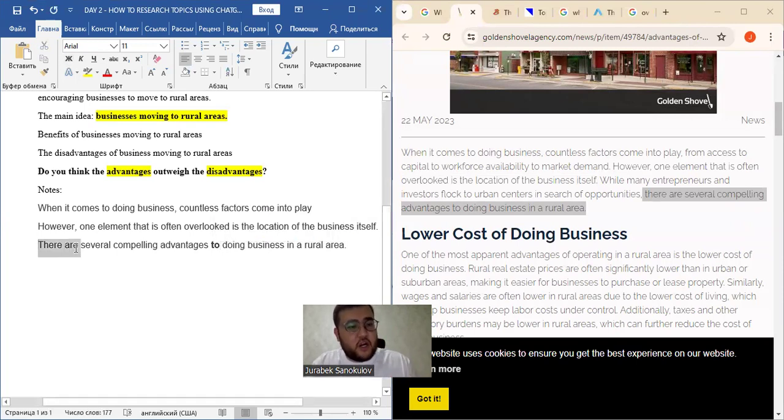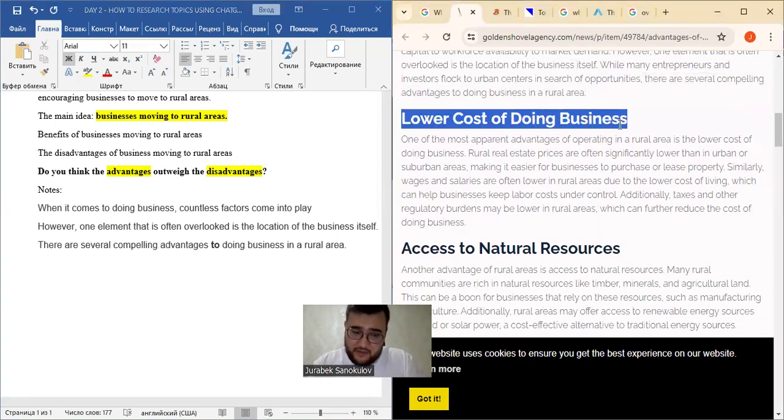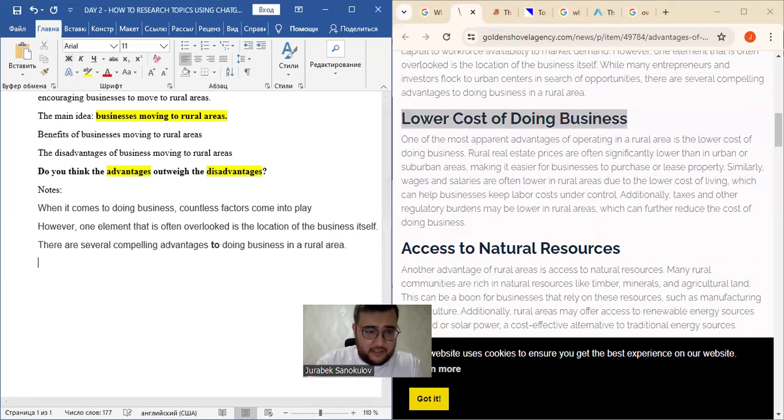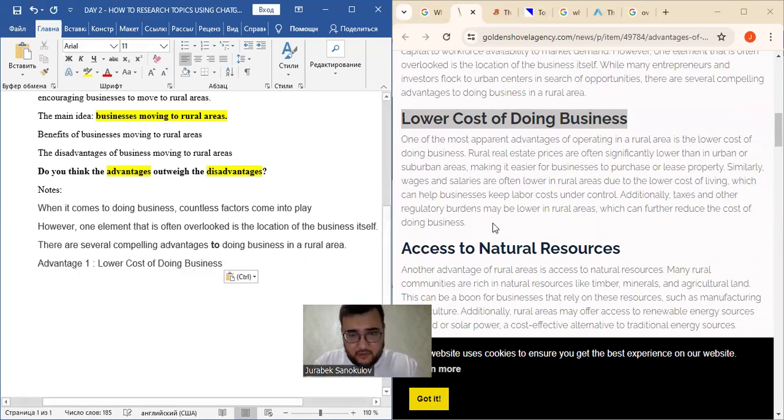So when you use there are, you don't say of. Most of you say there are several compelling advantages of, but the correct version is to say to doing business or in doing business. Now let's read the main ideas. Lower cost of doing business. I mean, that's a nice idea. So this is advantage one. It looks compelling to me, so I would copy it.